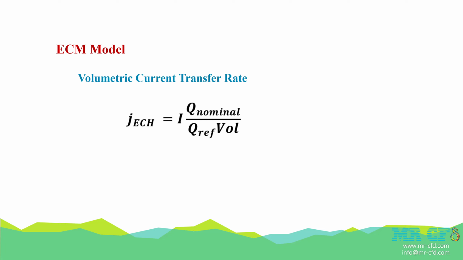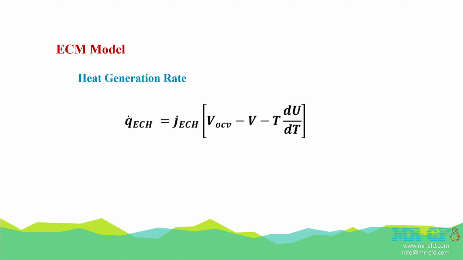Finally, according to the electric circuit's relations, the electric current in the battery is obtained. Then, the volumetric current transfer rate in the potential equation is computed as shown. After computing the volumetric current transfer rate, the heat generation rate in the energy equation is computed as shown.